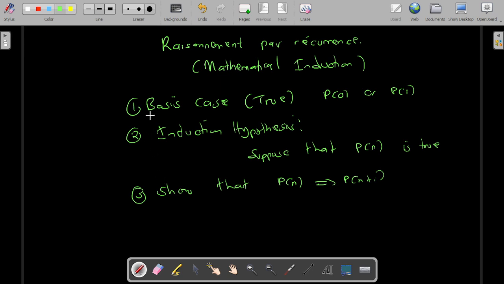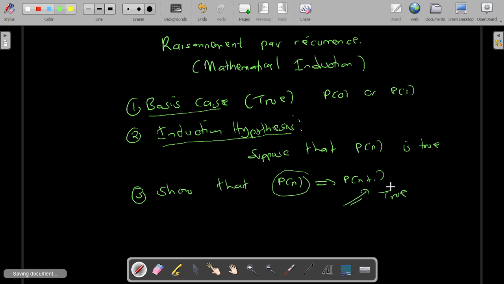So first of all, we have to check for the basis case. If we check for the basis case and find that the basis case holds, or that it is true, then we proceed to the induction hypothesis. So we suppose that P of n is true. And lastly, we need to show that the implication P of n implies P of n plus 1 is true. Meaning here, we've supposed that P of n is true, so our goal will be to show that P of n plus 1 is also true. Hence, the implication is going to be true.